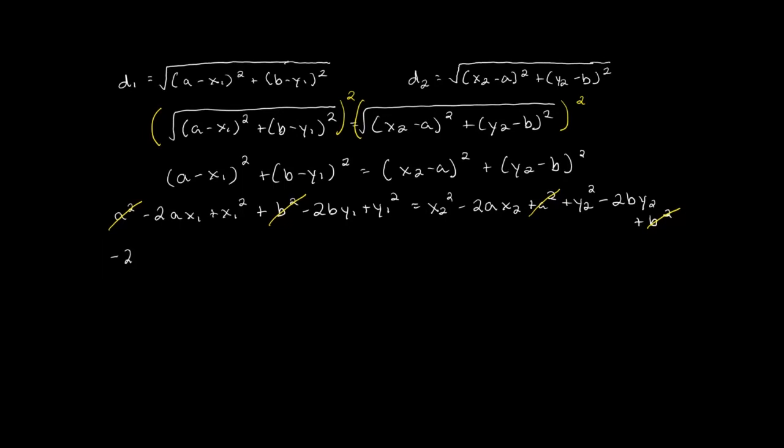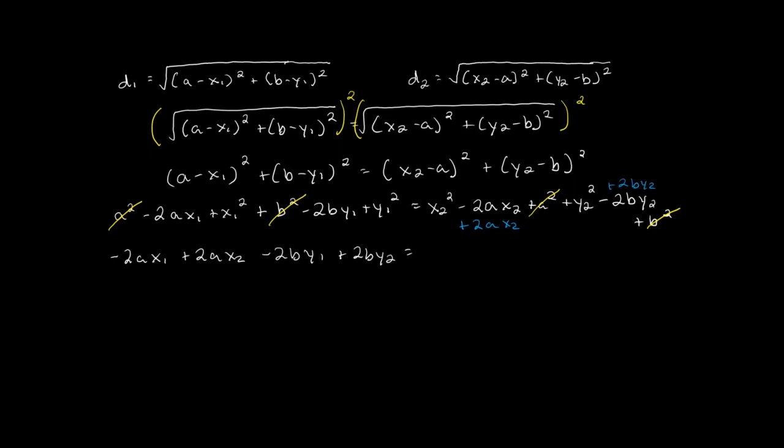So I've got negative 2a x1. I'm going to do this in a different color. I'm going to add this 2a x2 so that goes on the left. So I've got plus 2a x2. Then I've got minus 2b y1. And I've got this 2b y2, so I can add that to the other side. So that'd be plus 2b y2.